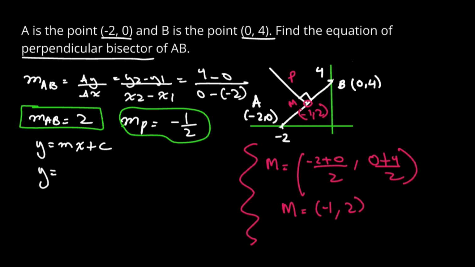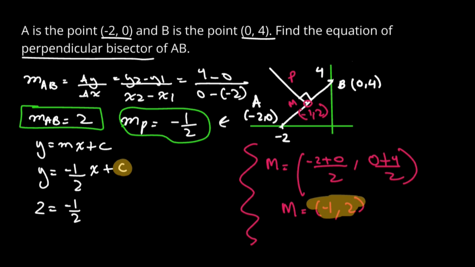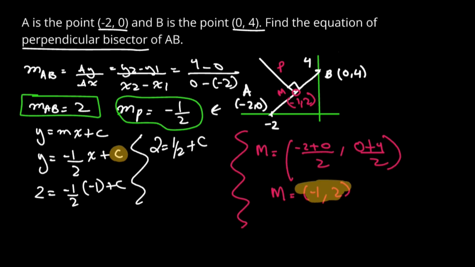Now coming back to the equation of the perpendicular bisector, the equation is y equals mx plus c. So this becomes y equals the gradient m of the perpendicular bisector, which is negative 1 over 2, x plus c. Now to find the y-intercept, you will substitute -1 and 2 for x and y. So 2 equals negative 1 over 2 times negative 1 plus c. So this becomes 2 equals 1 over 2 plus c. Now 2 minus 1 over 2 equals 3 over 2. So c equals 3 over 2.